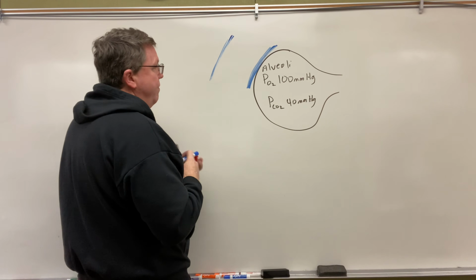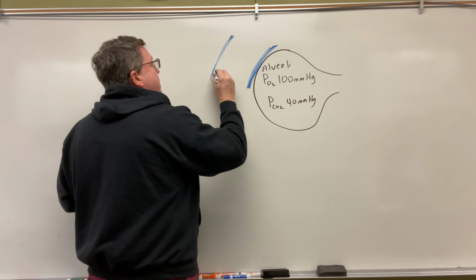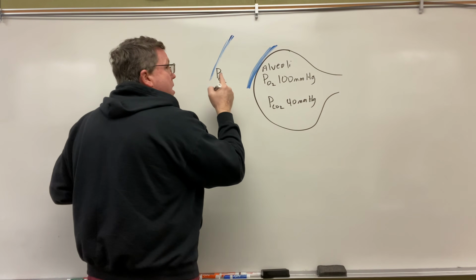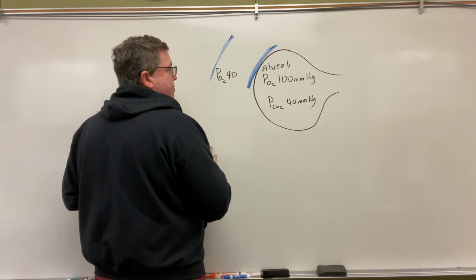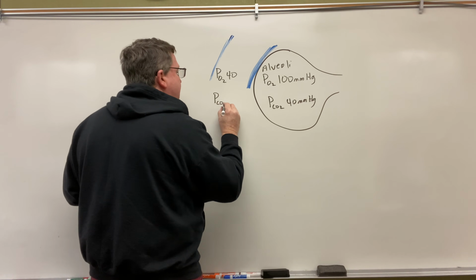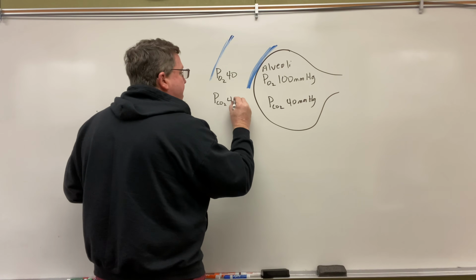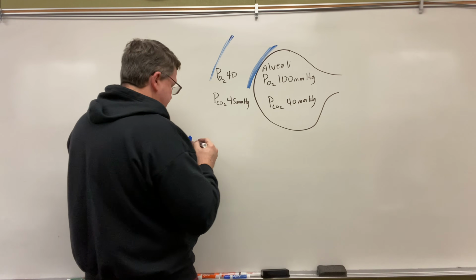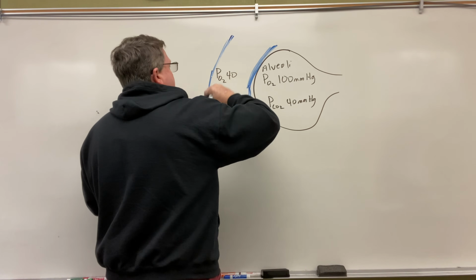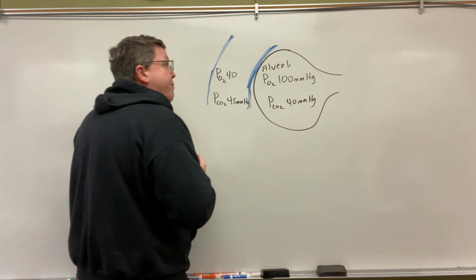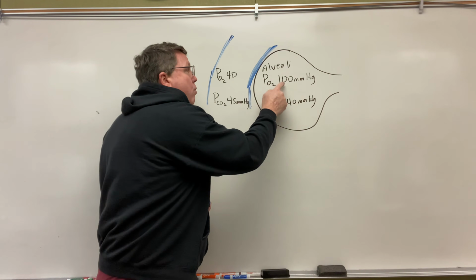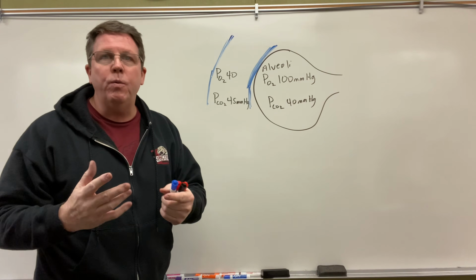So let's take a look at this. In my capillary, I also have a partial pressure. The partial pressure of oxygen here is going to be 40 millimeters of mercury. But not only that, my partial pressure of carbon dioxide is going to be 45 millimeters of mercury. So let's make my capillary come down just a little bit further. This is my capillary now. If we look, the pressure here is 40, the pressure there is 100. 100 is a lot more pressure than 40.